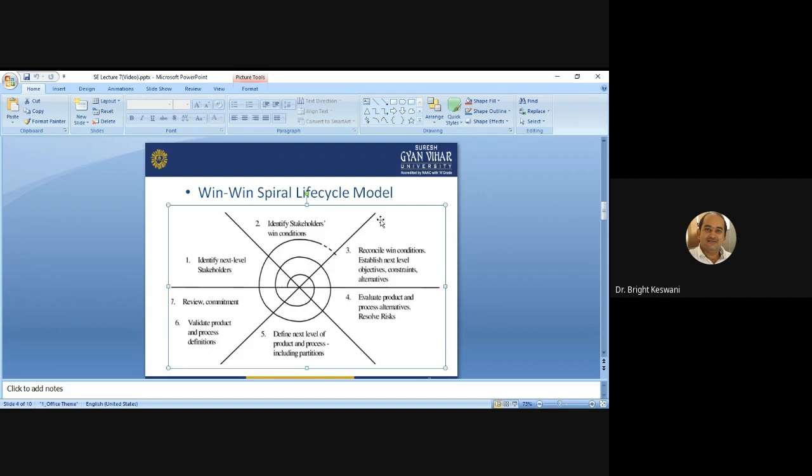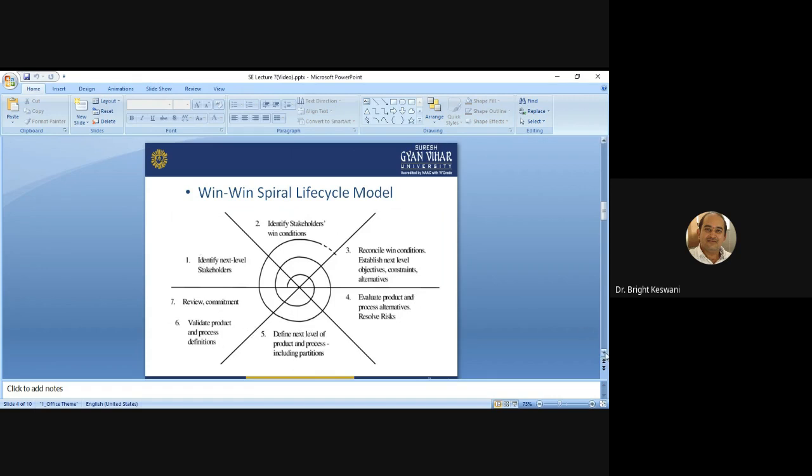So this is all about the win-win spiral life cycle. You can make a spiral having seven stages. In Boehm's spiral model, we have seen four stages, four phases, but in the win-win spiral life cycle model, we have seven phases.